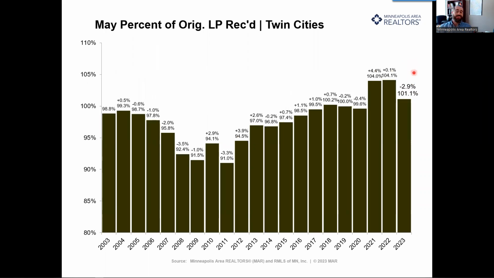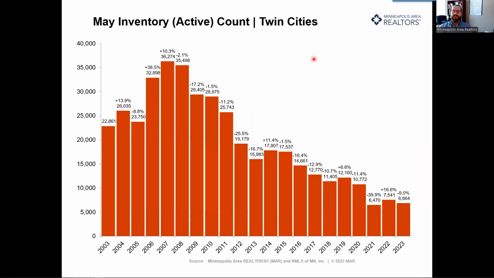How about May? Last month, guys, we stood at 101.1%. It is notably below the 104 and 104.1, but it is also notably above some of these pre-COVID levels and notably above bubble levels as well, right? Sort of peak of the bubble here. So I find that pretty interesting.